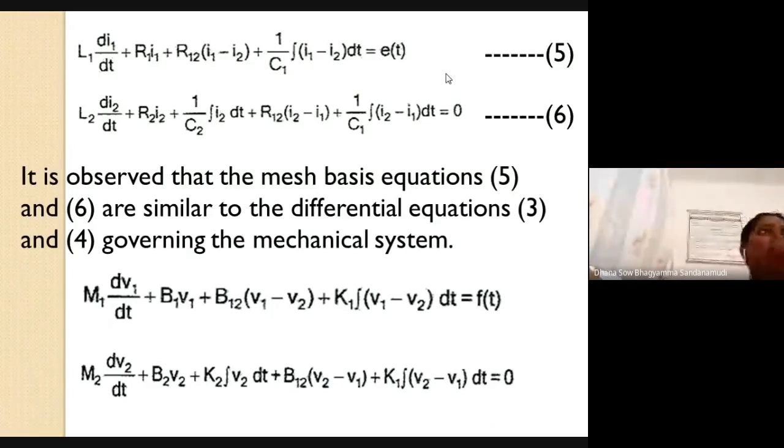Similarly, for loop 2, the source voltage in loop 2 is 0. So L2 di2 by dt plus R2 I2 plus 1 by C2 integral of I2 dt plus R12 (I2 minus I1) plus 1 by C1 integral of (I2 minus I1) dt.